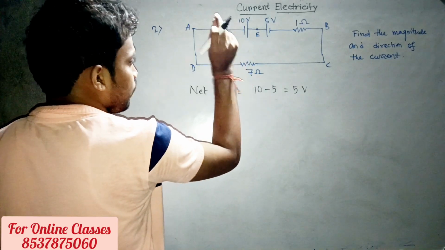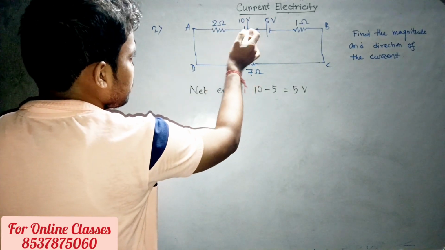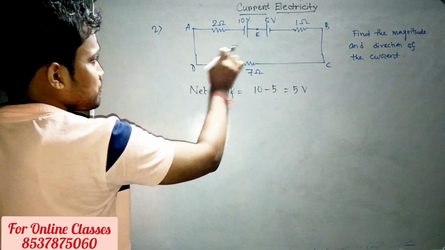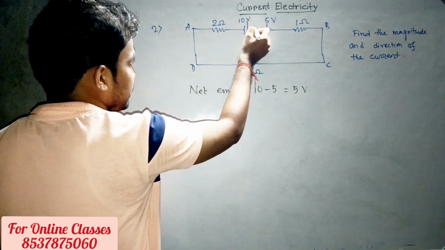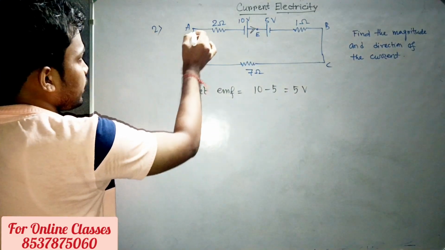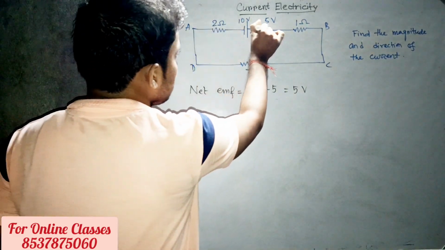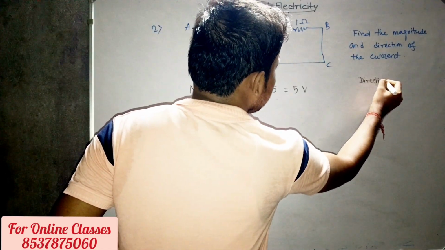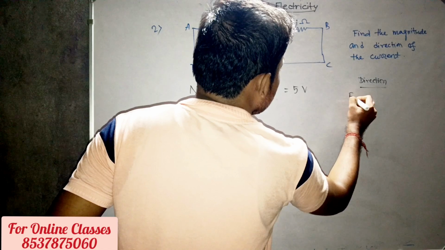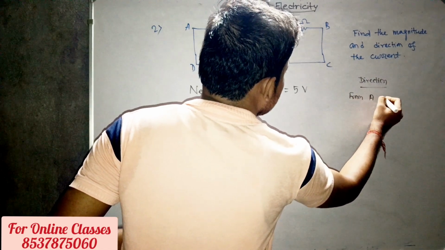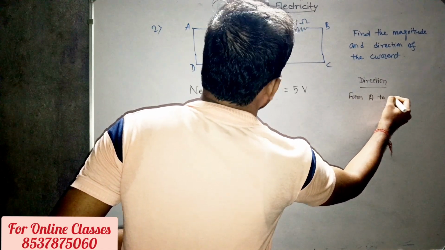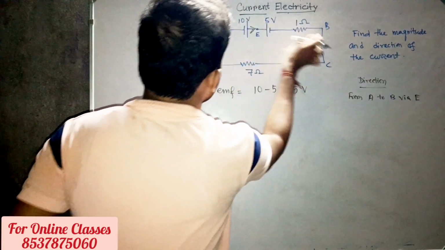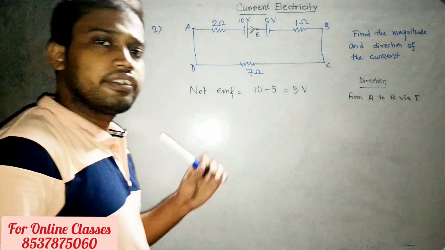Current always moves from the positive side to the negative, because electrons move from negative to positive. So what will be the direction of current? The direction will be from A to B via E. This will be the direction.